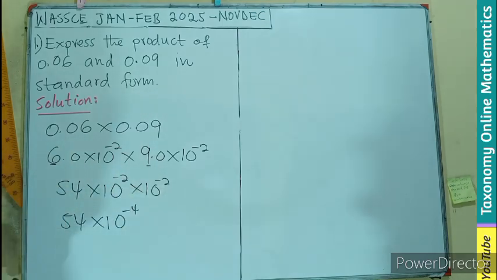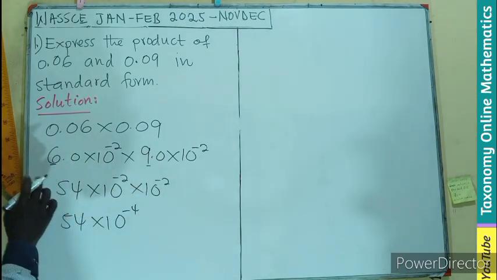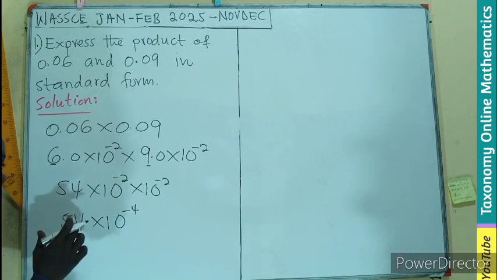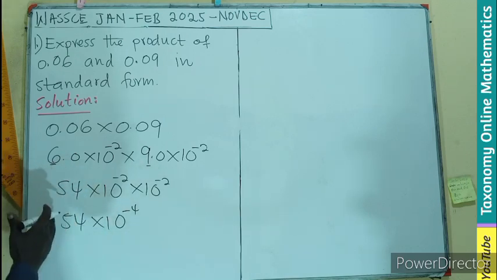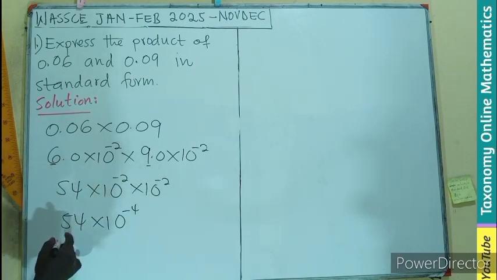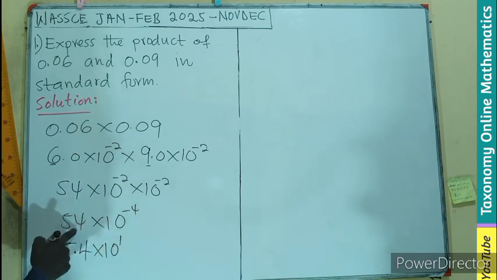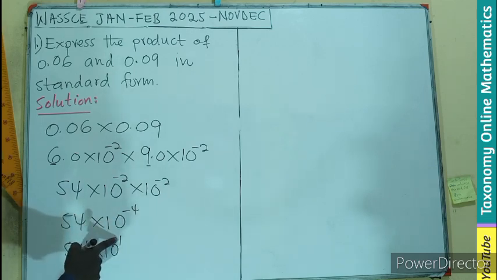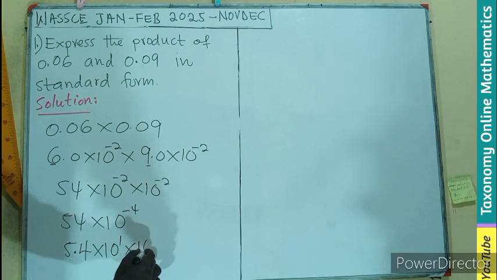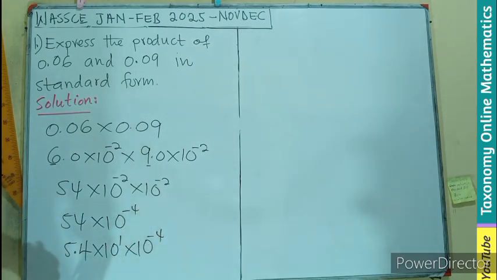But we are leaving the answer in the standard form, meaning we need a number between 1 and 10. That will be the first one, so we need 5 point something. The point is already here. Transfer here, it will become 5.4 times 10 exponent 1. We move to the left 1, hence the positive sign. Then times 10 exponent minus 4.